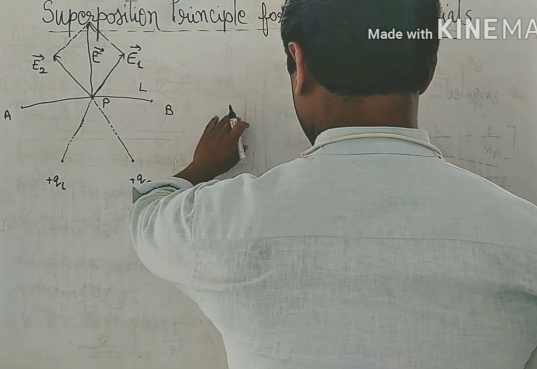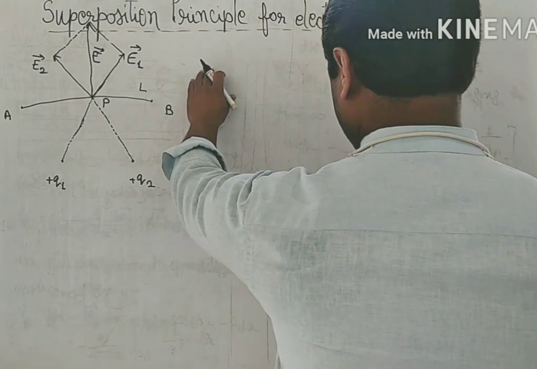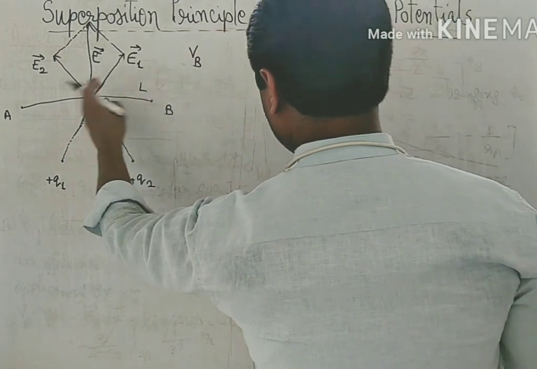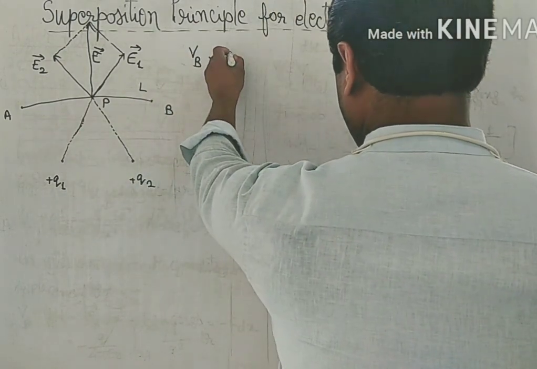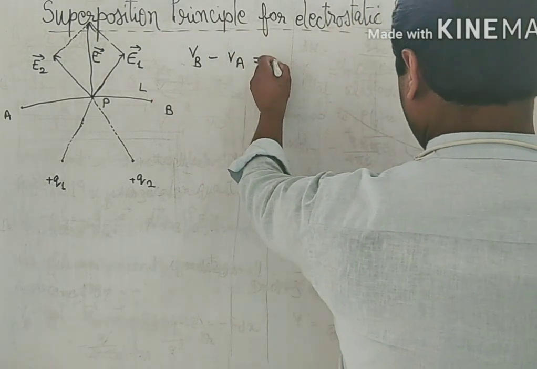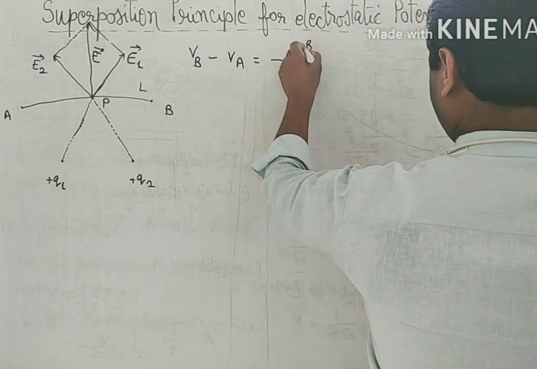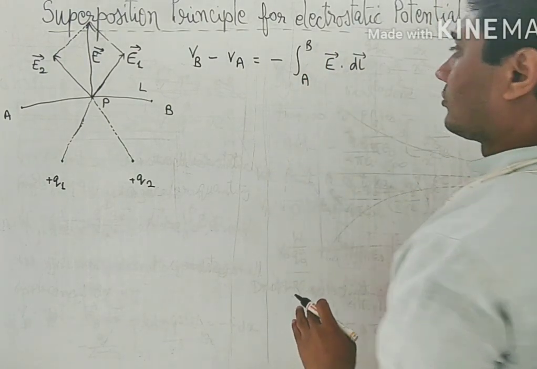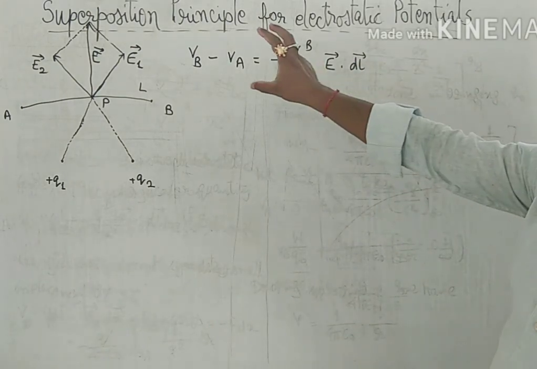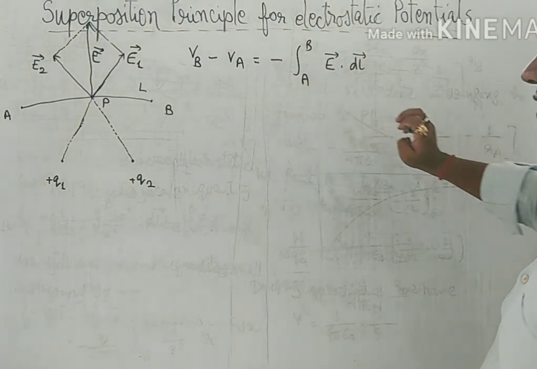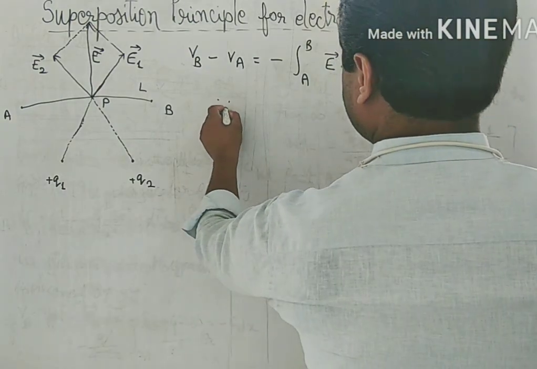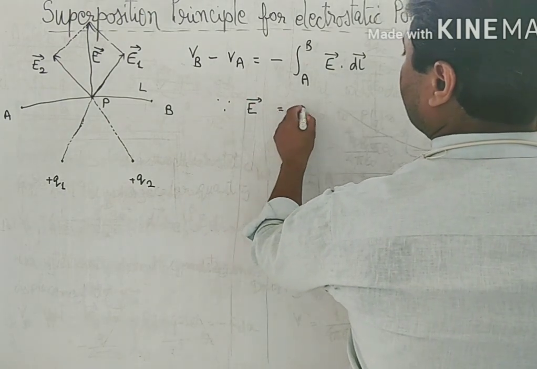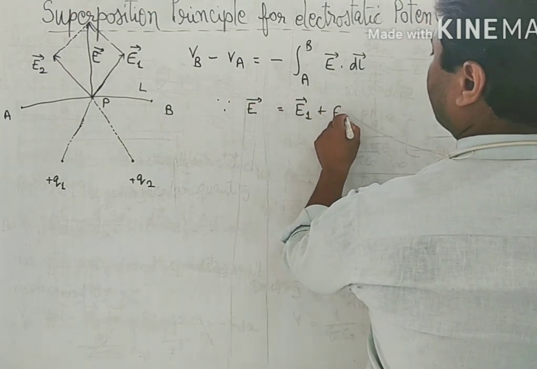So here we can write the electrostatic potential difference. Let's begin with the electrostatic potential difference between these two points. It's VB minus VA, which equals minus integral from A to B of vector E dot vector dl. Fine with this? This is the very basic definition that we had in the first lecture. Now, using the principle of superposition, vector E equals vector E1 plus vector E2.